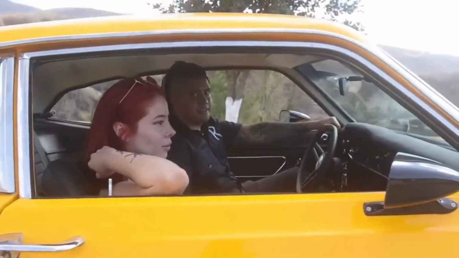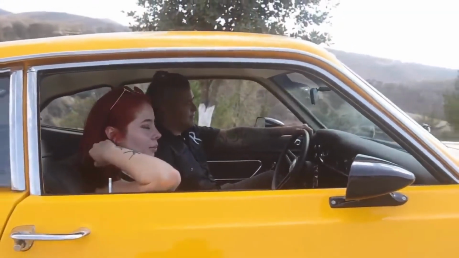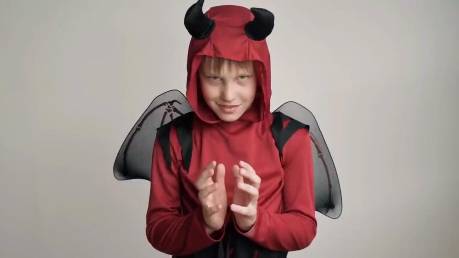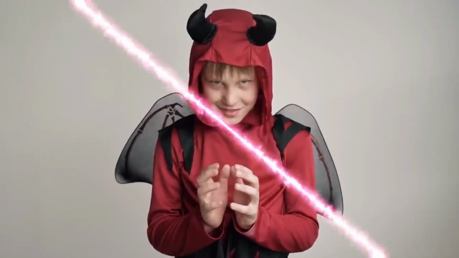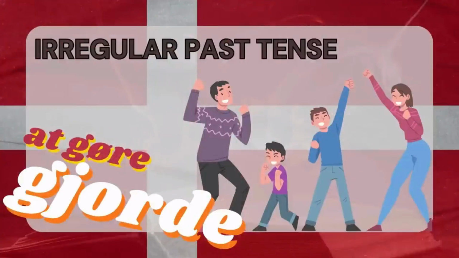But wait, there's a twist in the plot. The irregular past tense verbs. They're the mavericks of the past, bending the rules and adding spice to the narrative. So we have at gør, to do, in the past tense, gjorde, did. Jeg gjorde det, for example. I did it. Take a note of these verbs because they're really important.